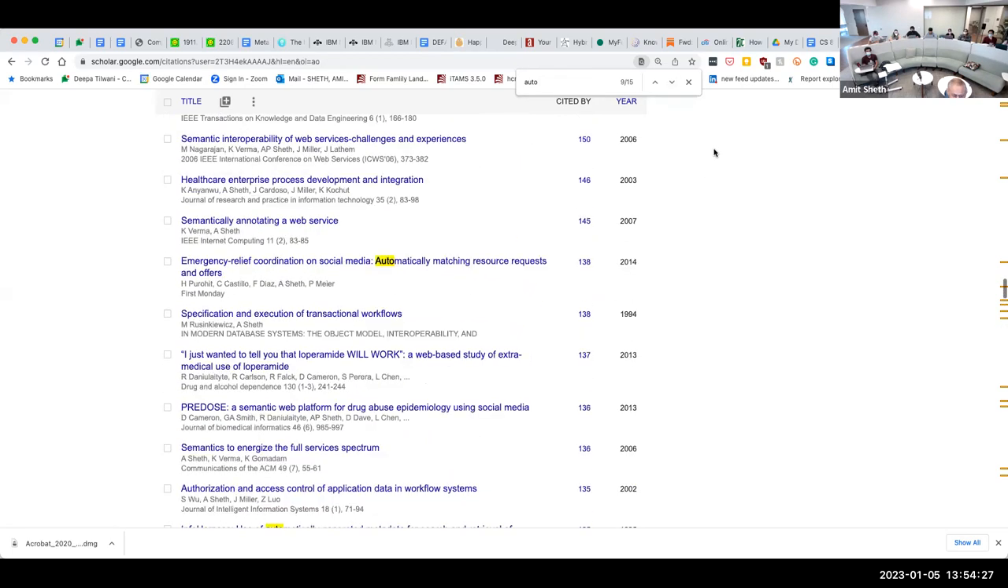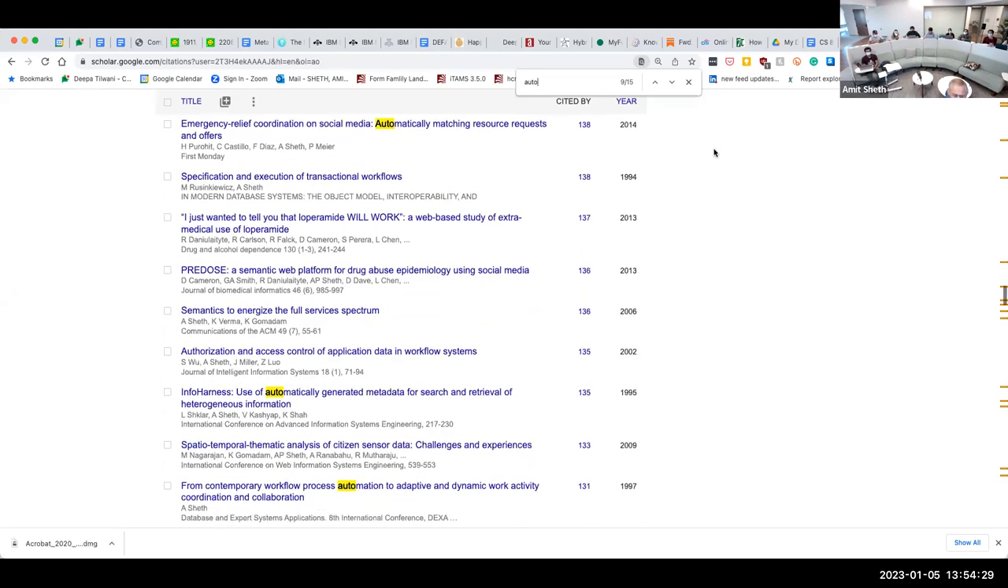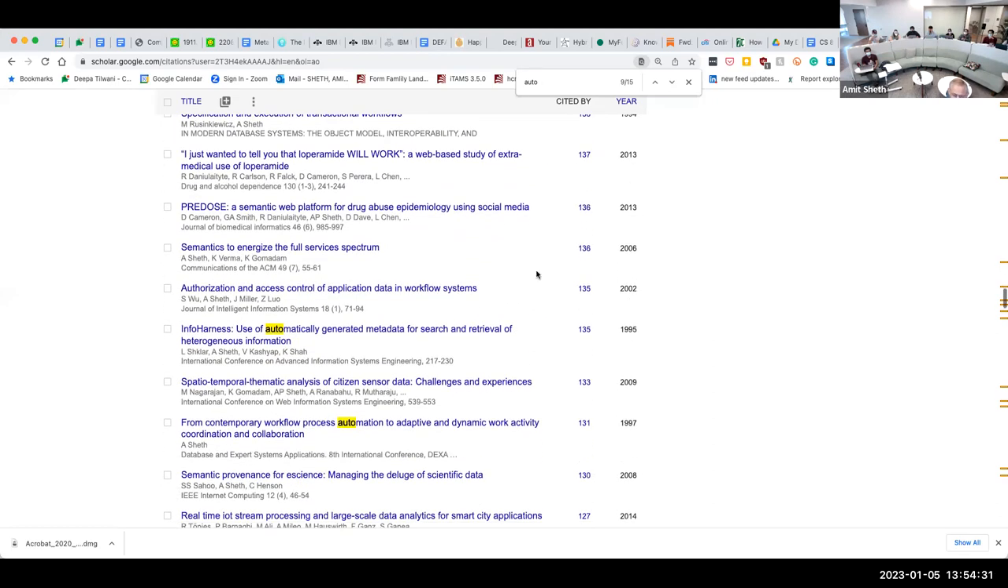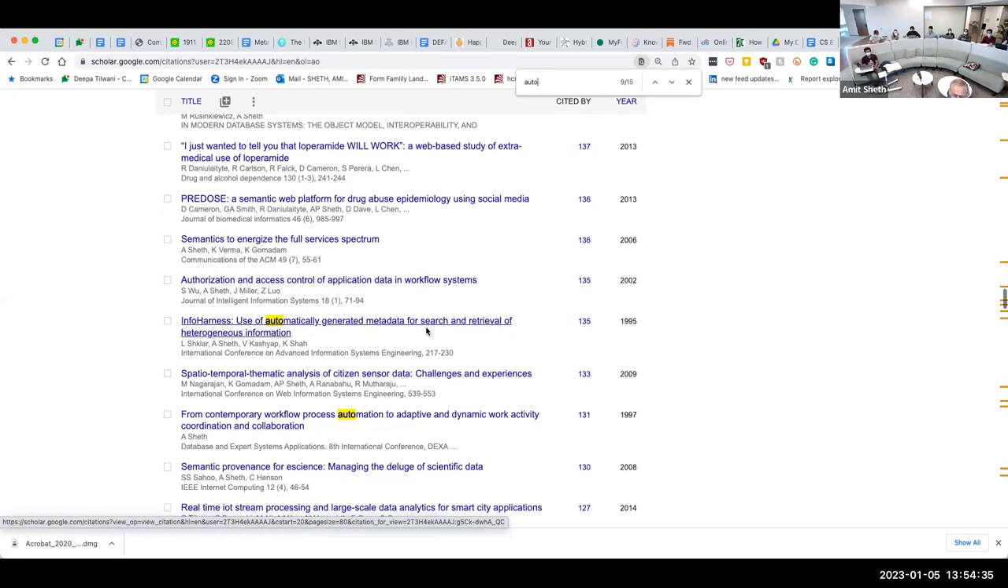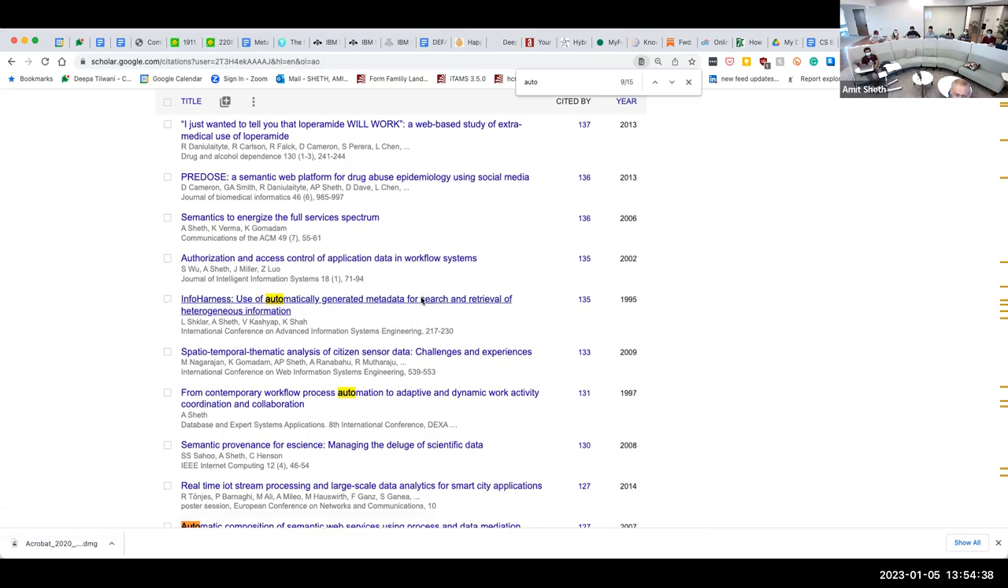One other thing that came along in that time frame was InfoHarness. And the first paper on InfoHarness was 1993. So I started this project in 1993 at Bellcore. Now what was 1993 like? 1993 was the year when Mozilla came.